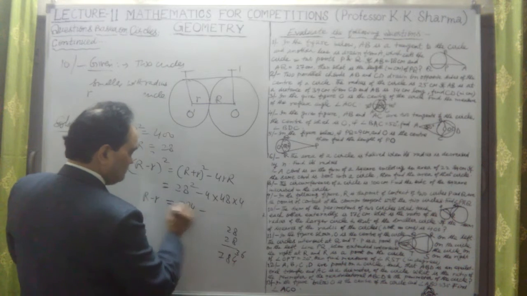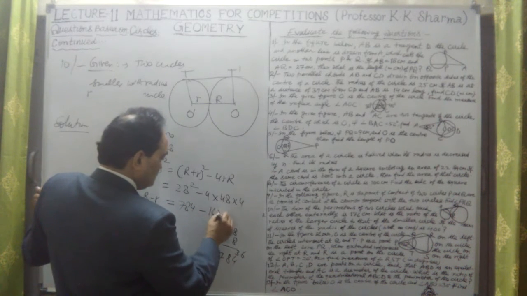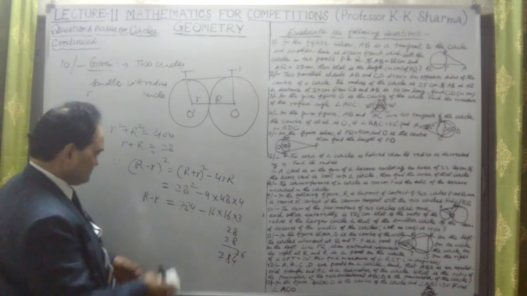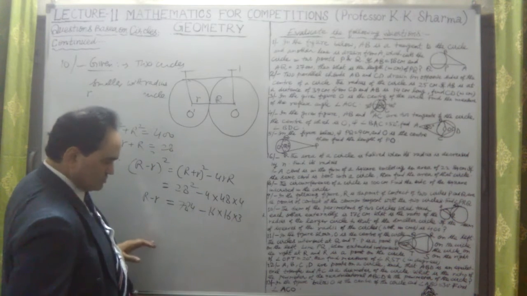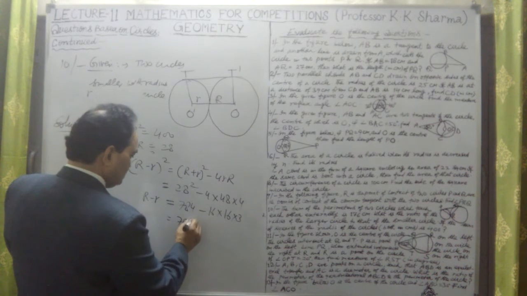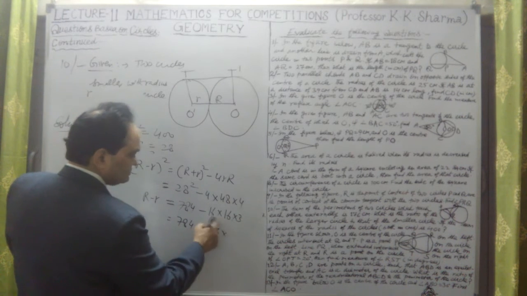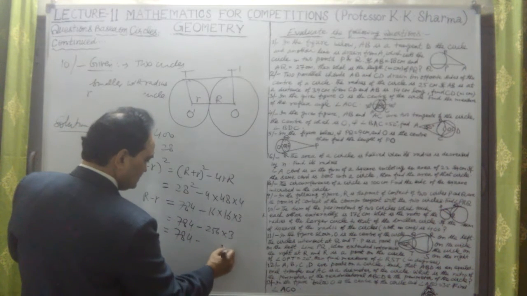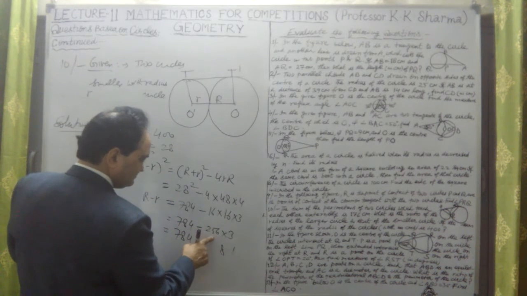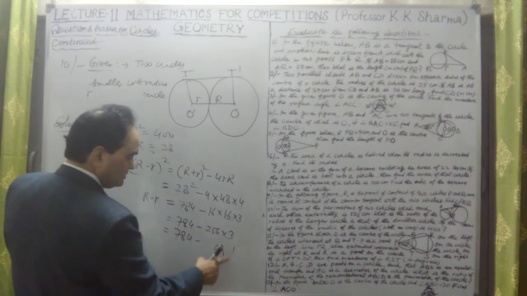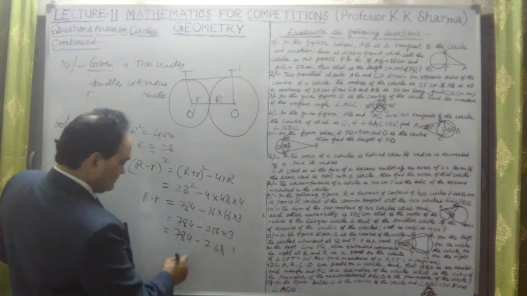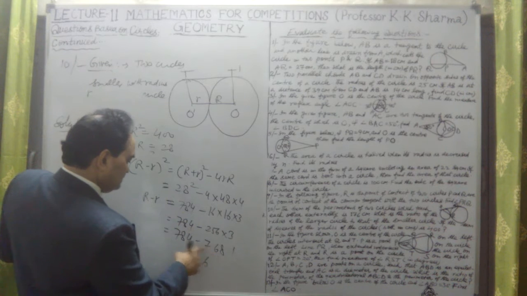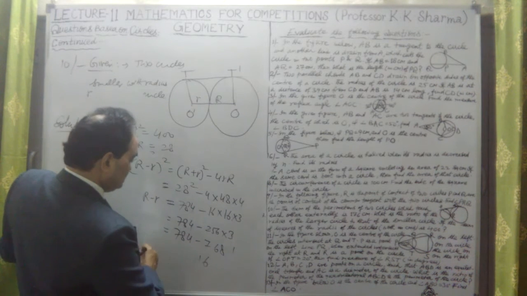784 minus 16 into 48, which is 16 into 3 into 16, it is 256 into 3, which is 768. So 784 minus 768. The difference is 14 minus 8, 6, 1 carry, 8 minus 7 is 1. The difference is 16 only.